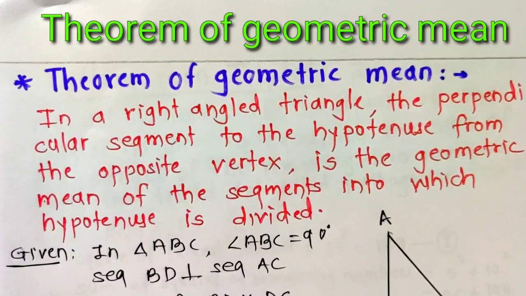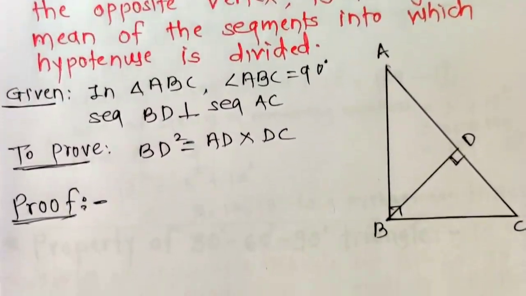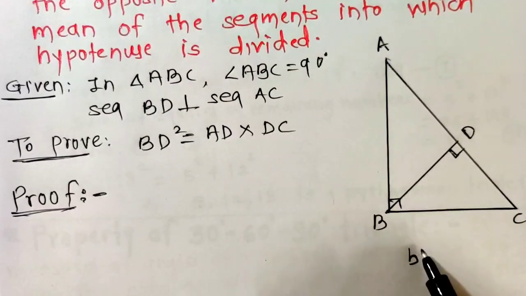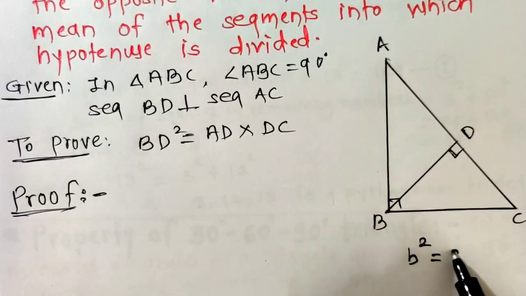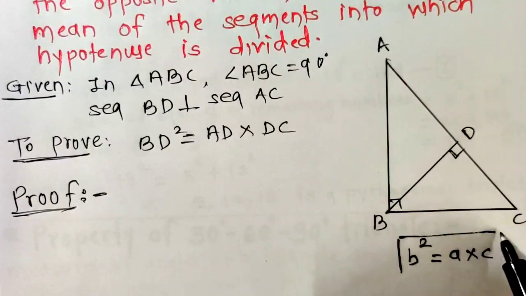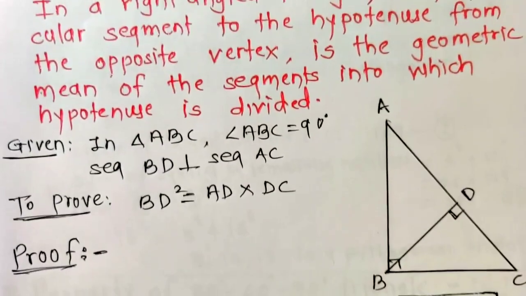You know the property of geometric mean. If A, B, C are three numbers, and B is the geometric mean of A and C, then B square is equal to A into C. That is the meaning of geometric mean. In 9th standard we studied this concept. So same thing is here.